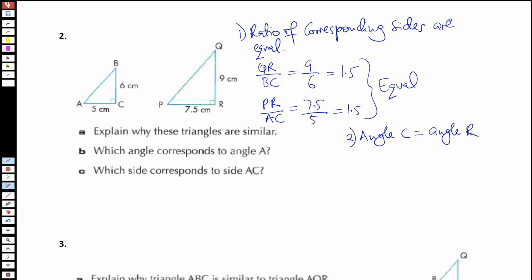All right, let's proceed. The next question here is, which angle corresponds to A? So this corresponds with that, and this corresponds with that. So that will be angle P. And then, which side corresponds to SC? That will be PR.